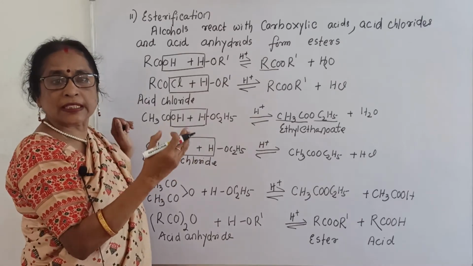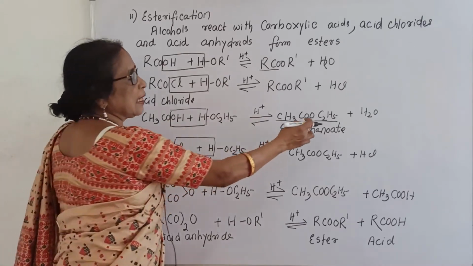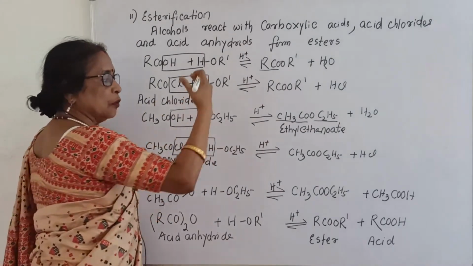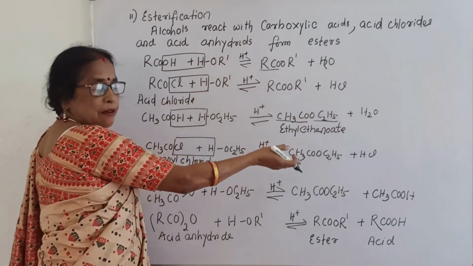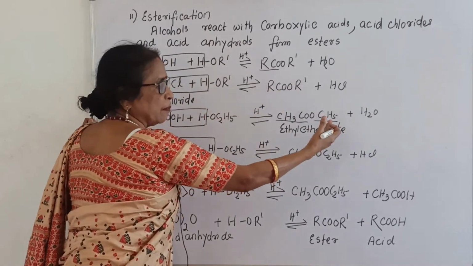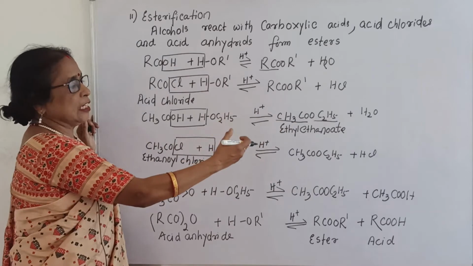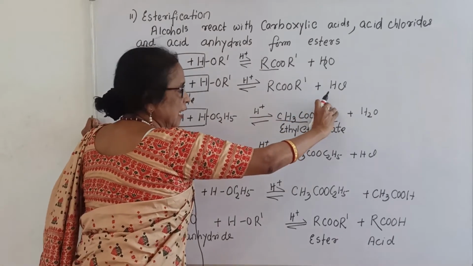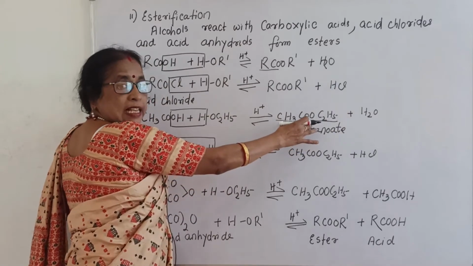What is the IUPAC name of ethyl alcohol? Ethanol. So how can you name it? I told you to name it from the right side. When you write from the left side, that is from the acid. When you name, you start from the right side, that is from the alcohol part. So first you name it ethyl, and this is from acetic acid.